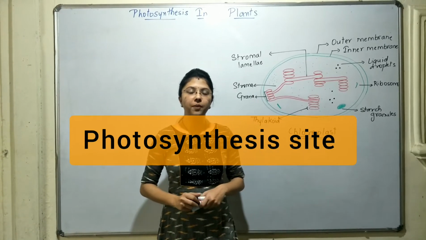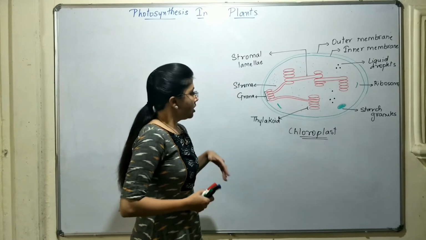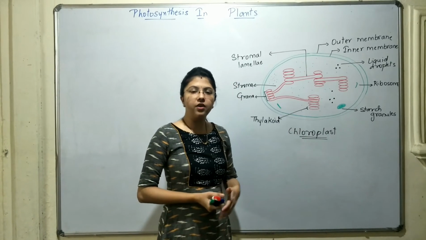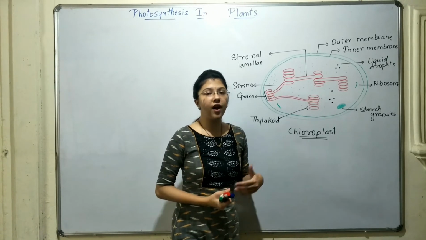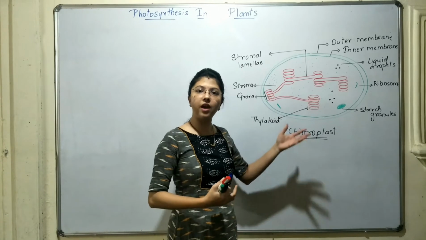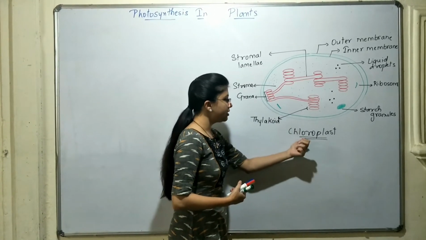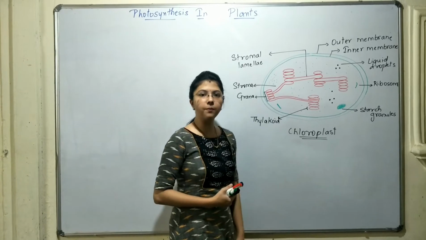Discussing one of the plant physiology chapters, that is photosynthesis. Now, starting with the introduction part, there were different scientists who had contributed to find out how photosynthesis takes place. We will be starting with the site where exactly the process of photosynthesis occurs. So as you all know, the site of photosynthesis is the chloroplast.